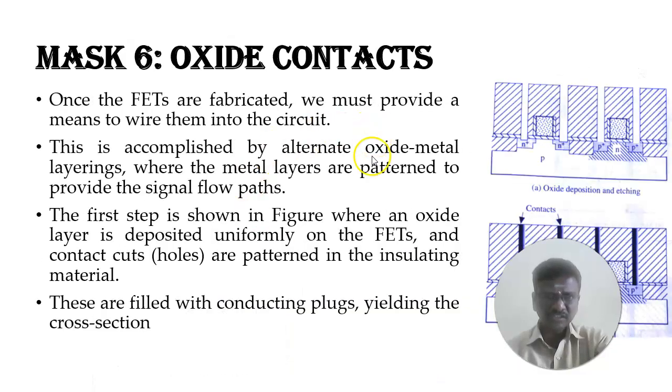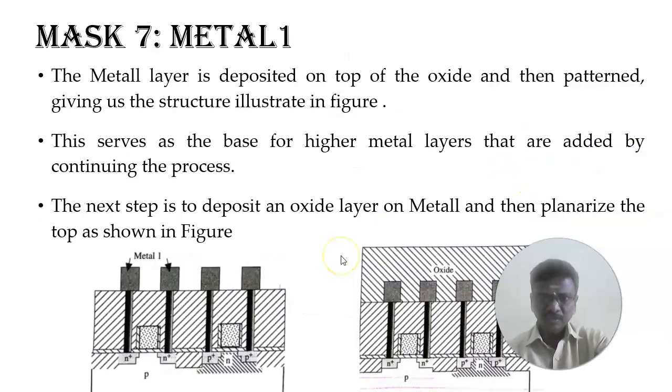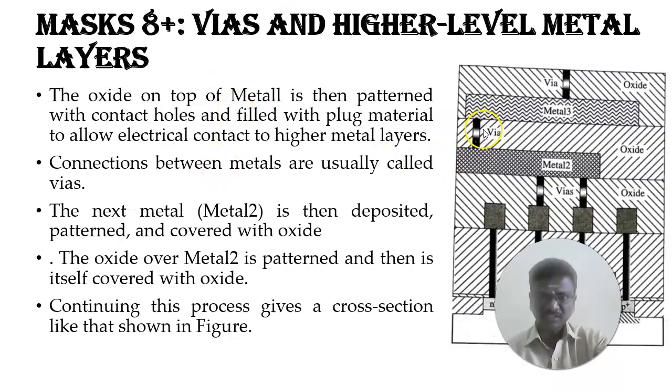Then the next step, after the P plus doping, is making oxide contacts, that is, how to create the oxide depositions. Then the next layer is the metal contact for the P plus and N plus regions. The final one is vias, and higher level metal layers. Vias are used to make the contact between metal layer 1 and metal layer 2. So through the vias they can be connected.